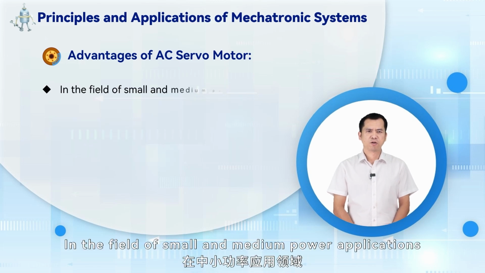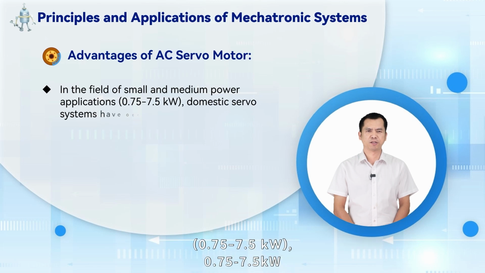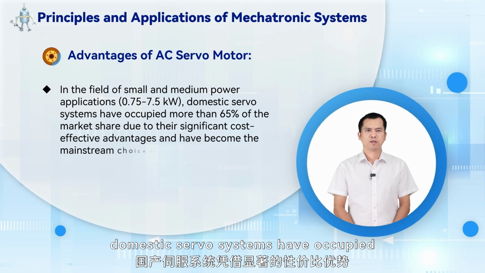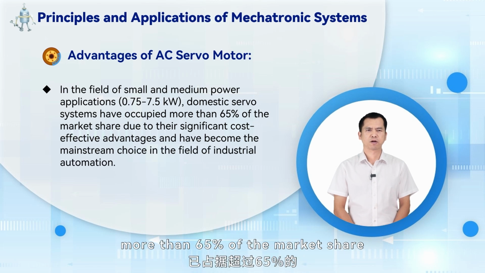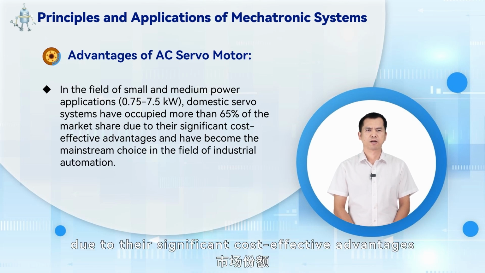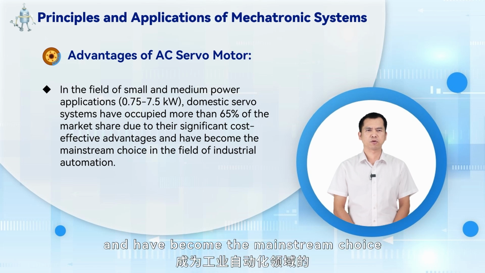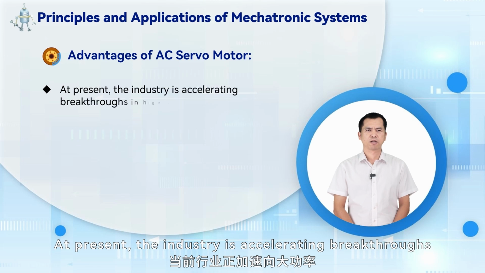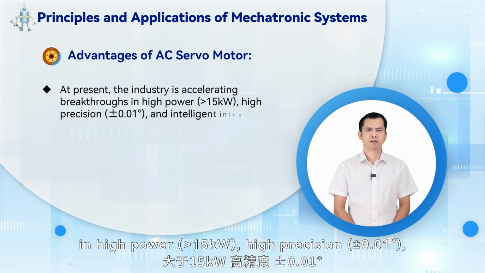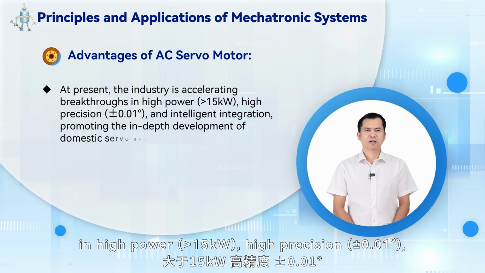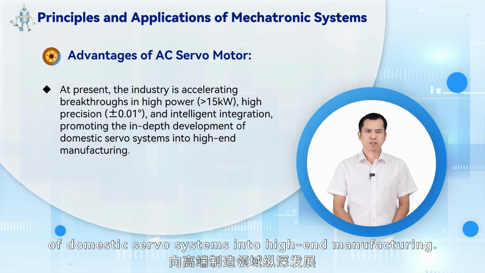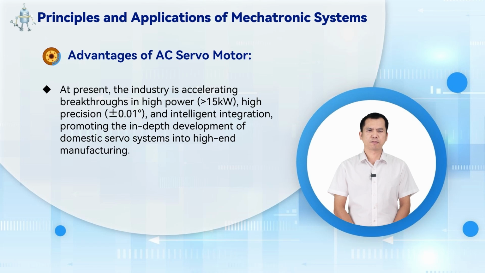In the field of small and medium power applications, 0.75 to 7.5 kilowatts, domestic servo systems have occupied more than 65% of the market share due to their significant cost-effective advantages and have become the mainstream choice in the field of industrial automation. At present, the industry is accelerating breakthroughs in high power, greater than 15 kilowatts, high precision, plus or minus 0.01 degrees, and intelligent integration, promoting the in-depth development of domestic servo systems into high-end manufacturing.